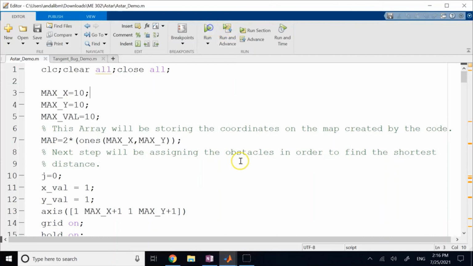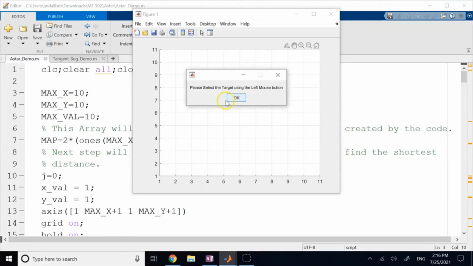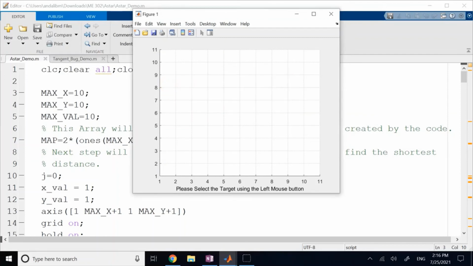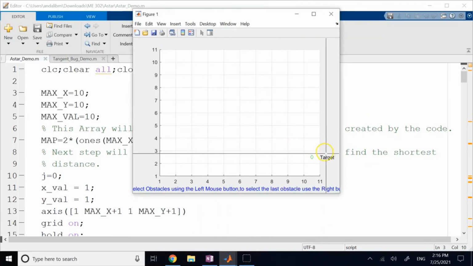And here we go. So it gives you a grid, and he just broke it down into 11 by 11. So each one of these is just one possible location you can step. It says use your left mouse button and mark down the goal location. So here, this is my goal location or target. And then it says use the left mouse button as many times as you want to determine the obstacles, and then use the right button to finish assigning the obstacles.